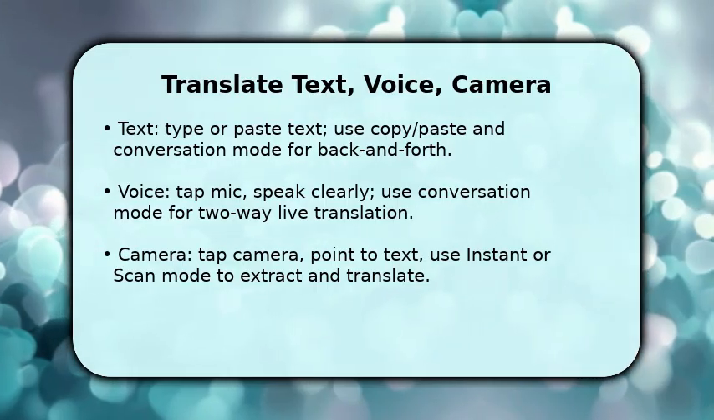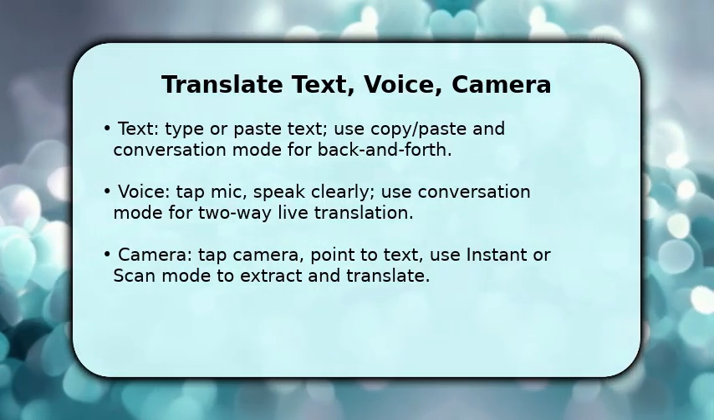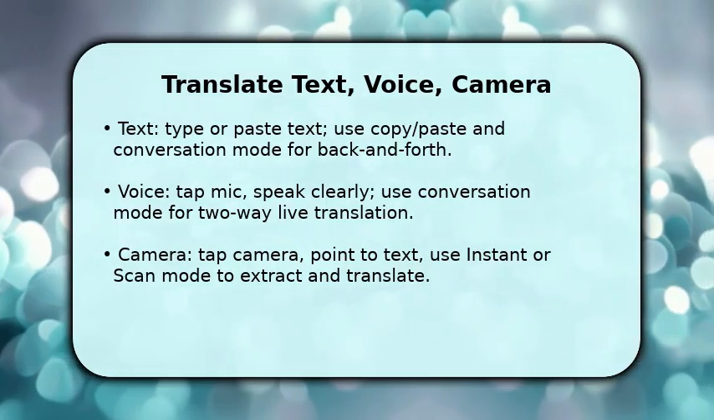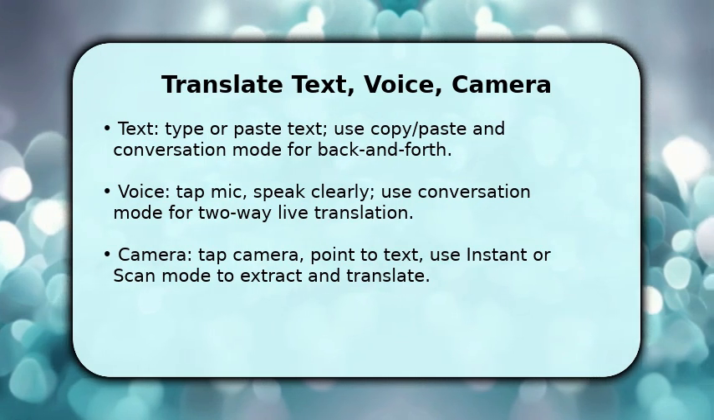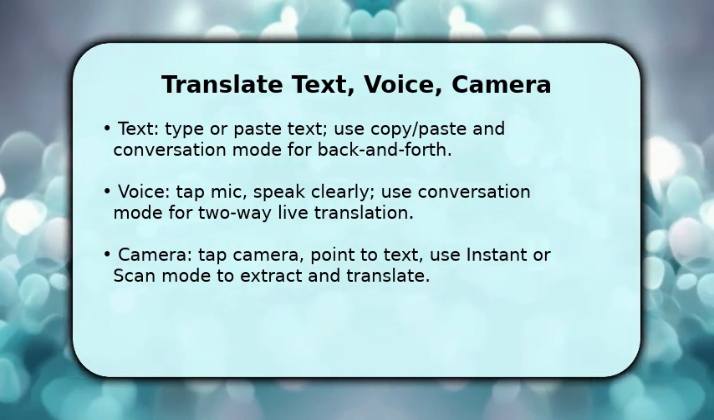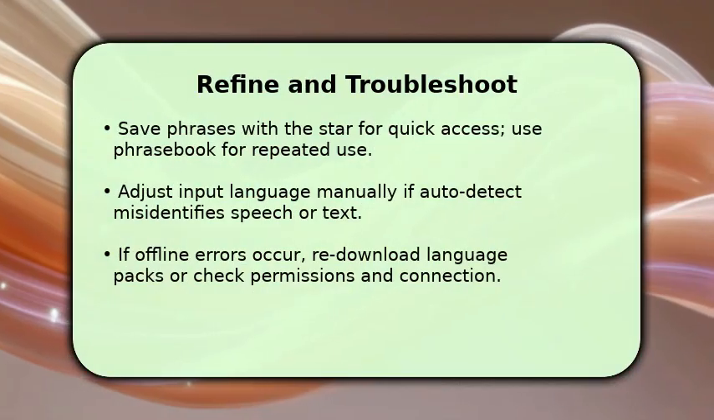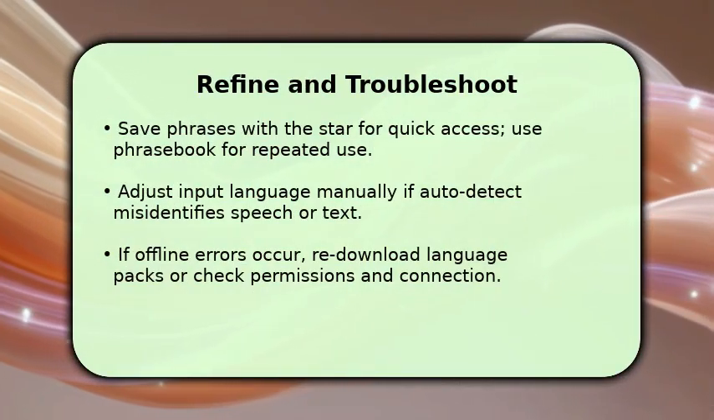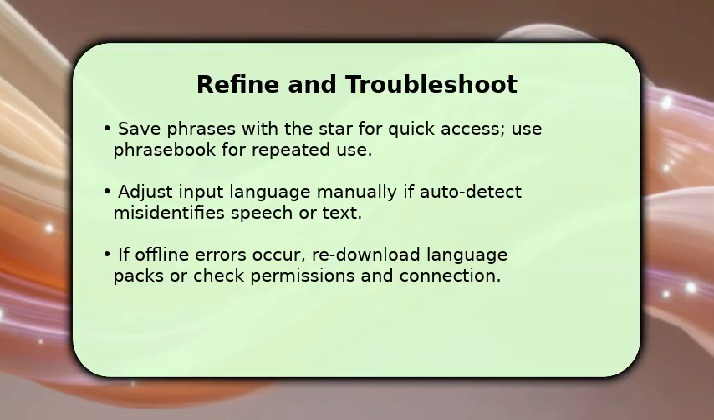recognized text, then translate. Once you see results, make sure you review suggestions and tap any alternate words to refine accuracy. You finish by saving useful translations and refining settings. Star key adds phrases to your phrasebook for later.